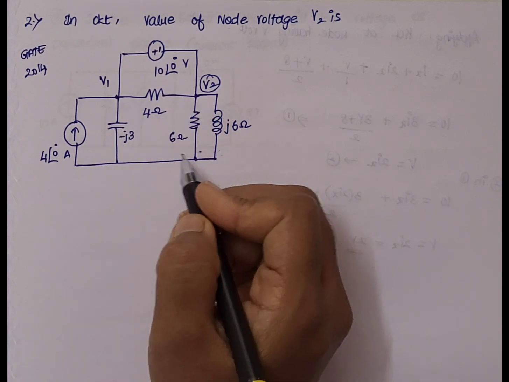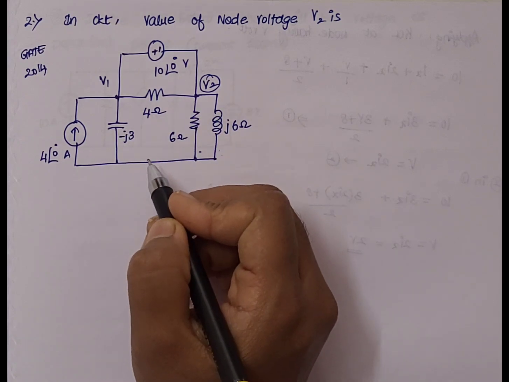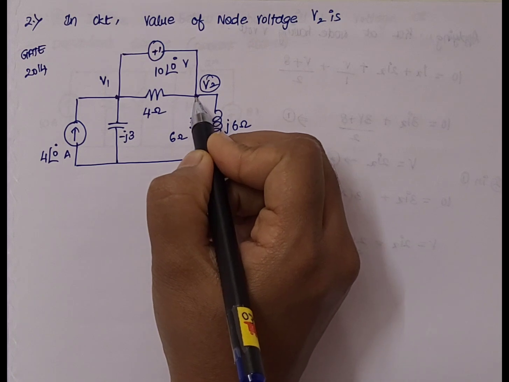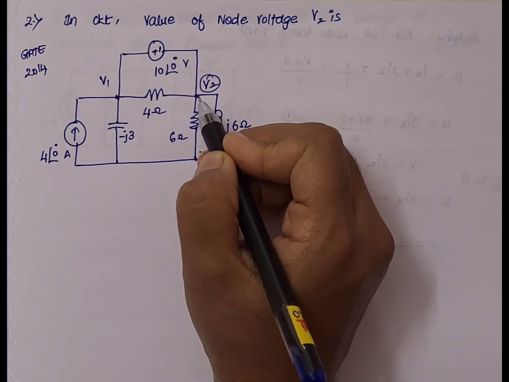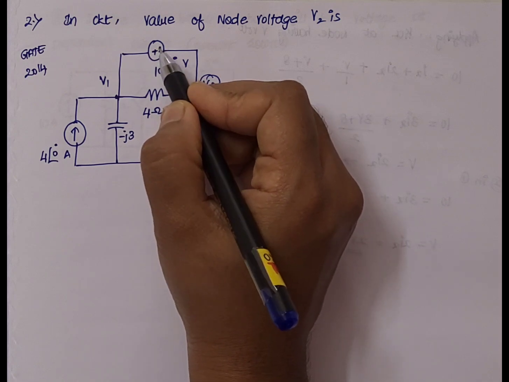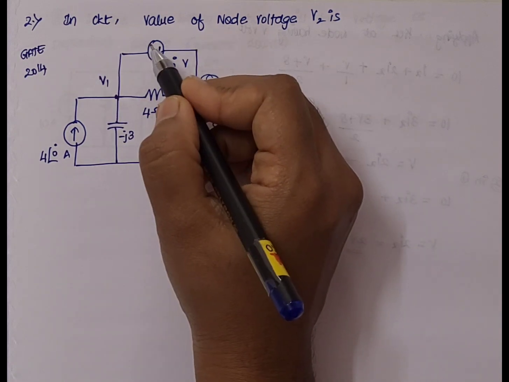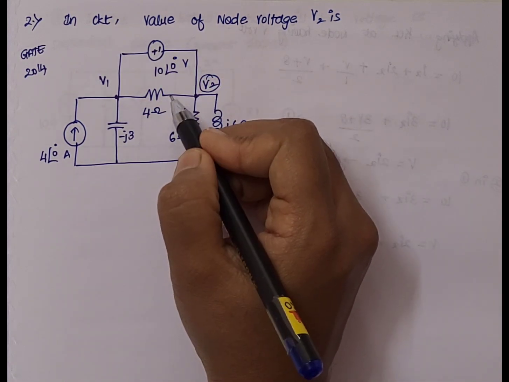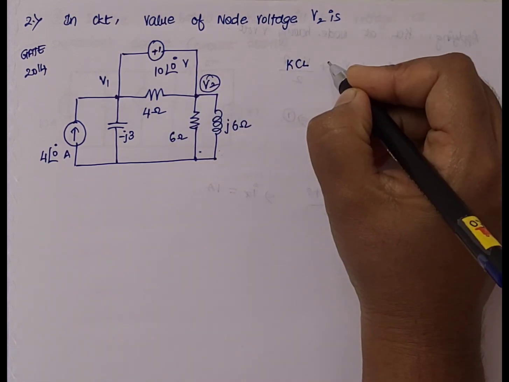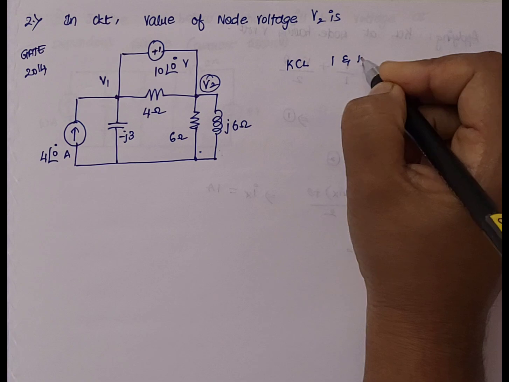Looking at the circuit diagram, we have a super node between V1 and V2. These V1 and V2 are unknown node voltages, which means we have a voltage source connected in between. So this forms a super node. Whenever we have a super node, we have to apply KCL between node 1 and 2.